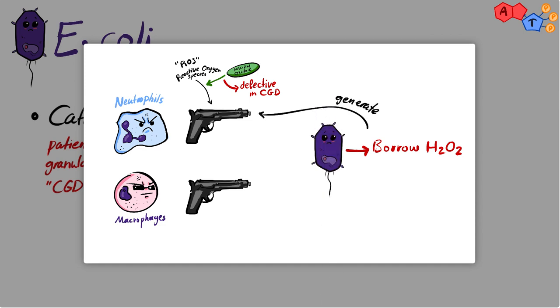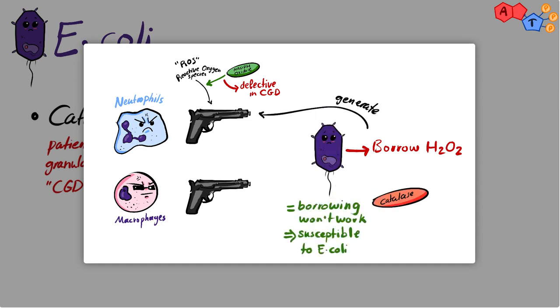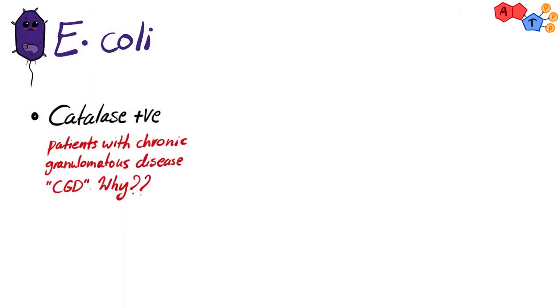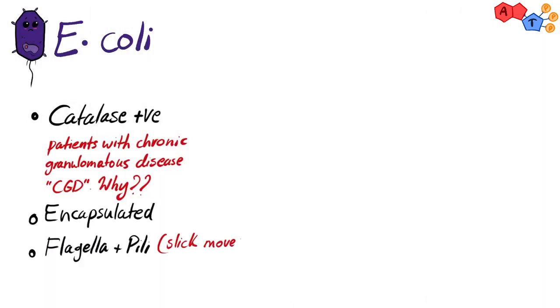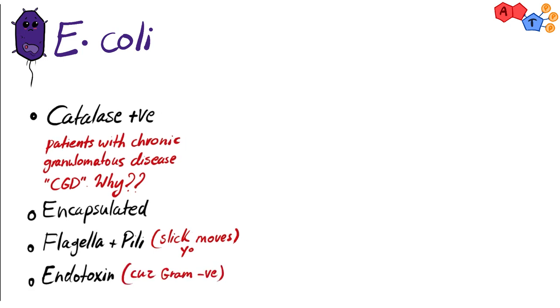But if the bacteria has the catalase enzyme, then this borrowing mechanism will not work, since catalase enzyme will break down any hydrogen peroxide in the bacteria, which will make the patient susceptible to catalase positive bacteria. E. coli is also encapsulated, meaning it has a capsule, and it also has flagella and pili for movement and adherence. Lastly, he has endotoxin, since he's a gram-negative bacteria, and also E.